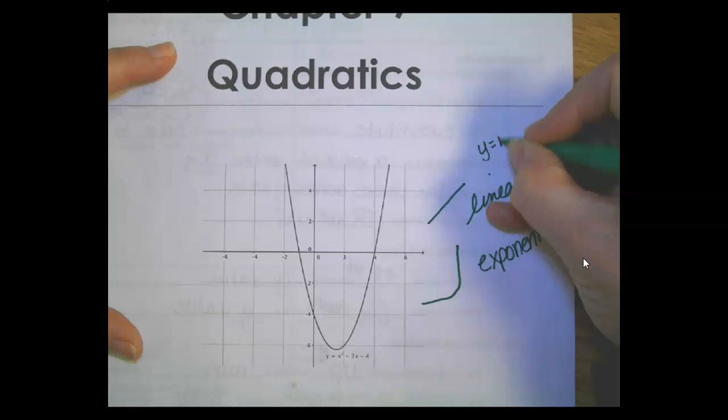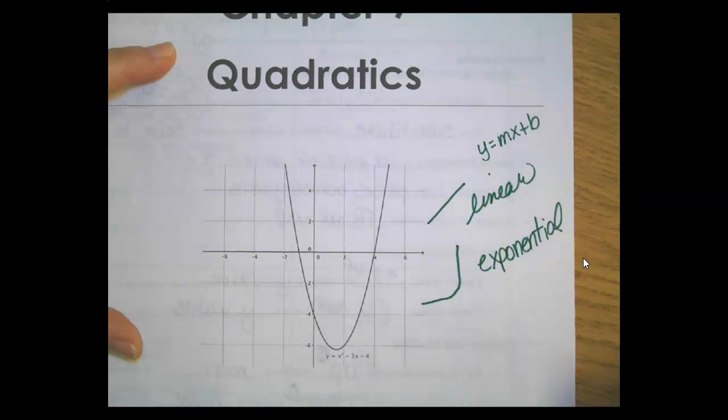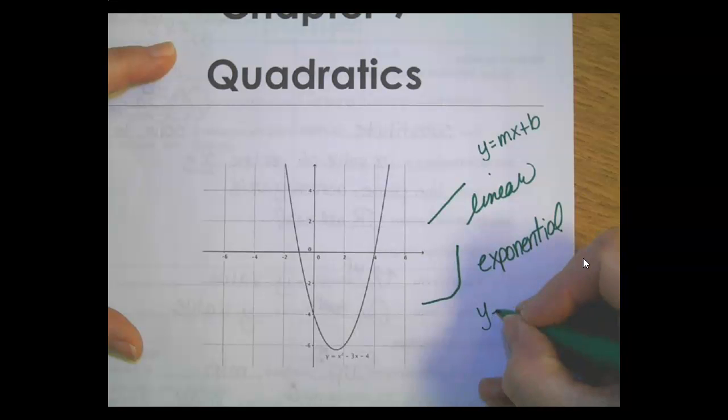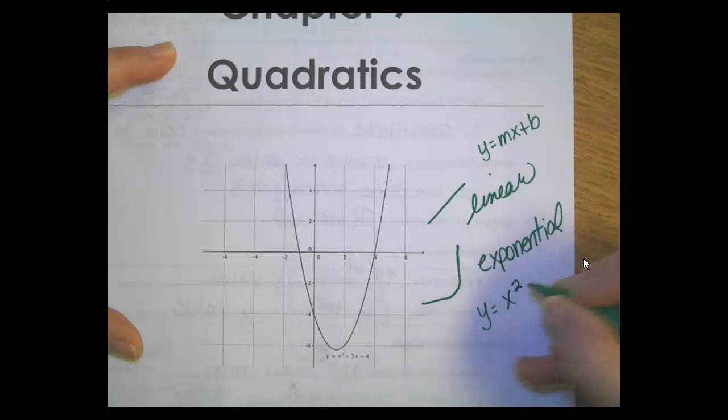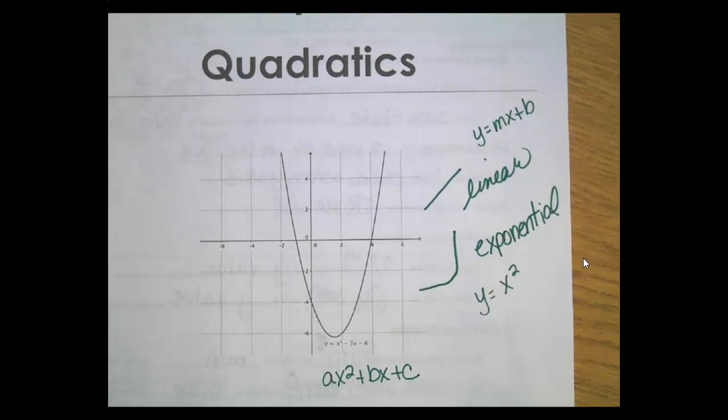Linear, you should know, is like mx plus b. So you have a y-intercept. Exponential is just x squared. And our quadratics is in the standard form, so ax squared plus bx plus c. So those would be the differences.